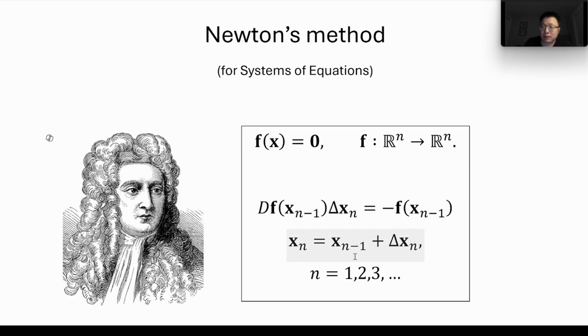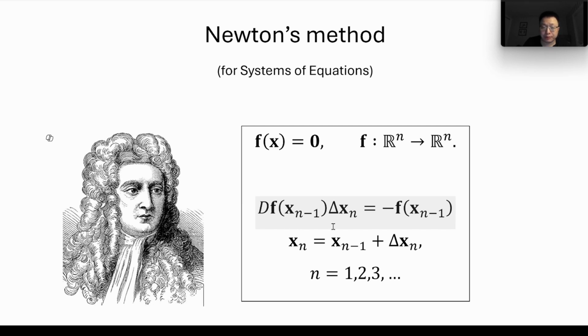And then we update x_{n-1} to x_n by adding this delta x_n to x_{n-1}. And then we just repeat this process until the method, quote-unquote, converges. Basically that means the x_n doesn't change so much. Of course, to get this iteration scheme running, we need an initial condition. So when n is equal to 1, this method calls for x_0. x_0 is the initial condition.